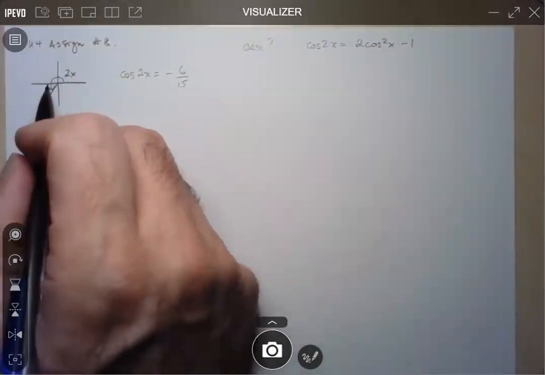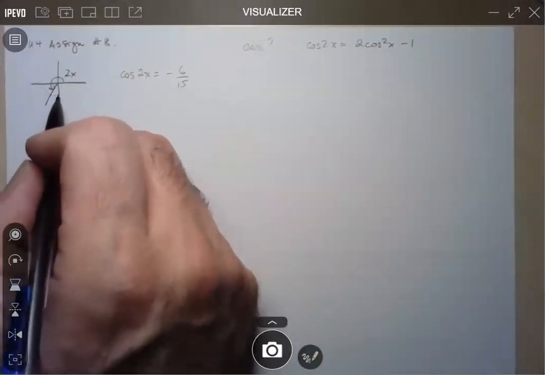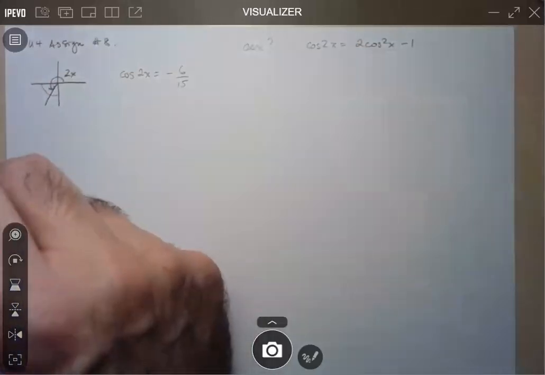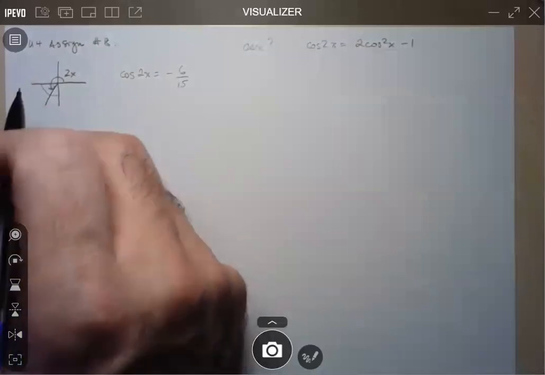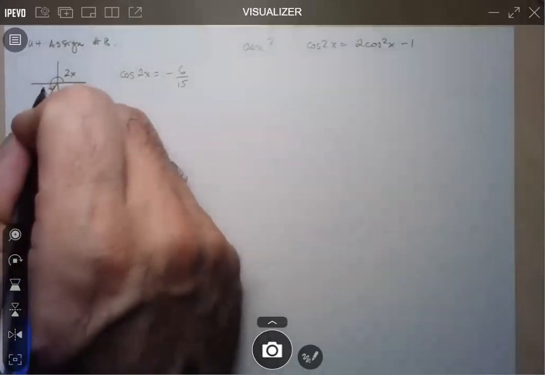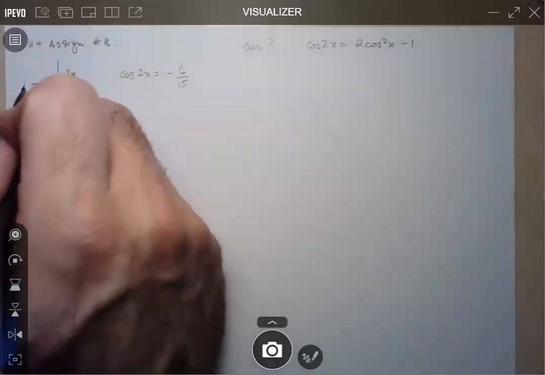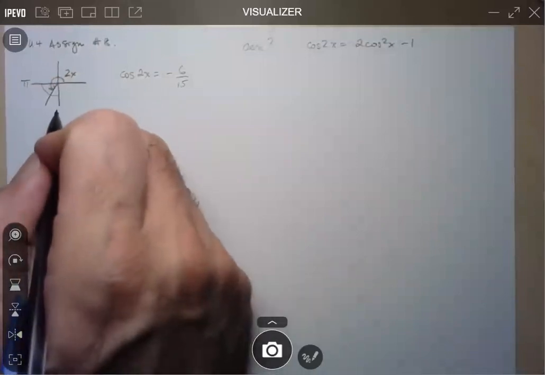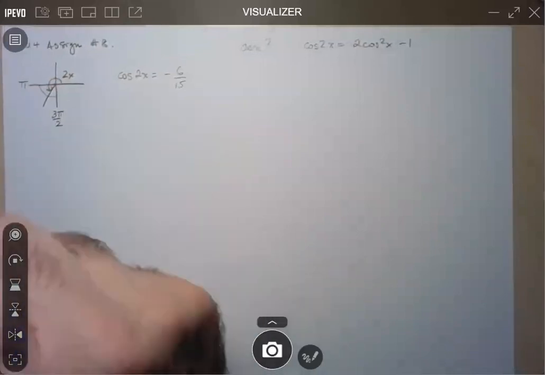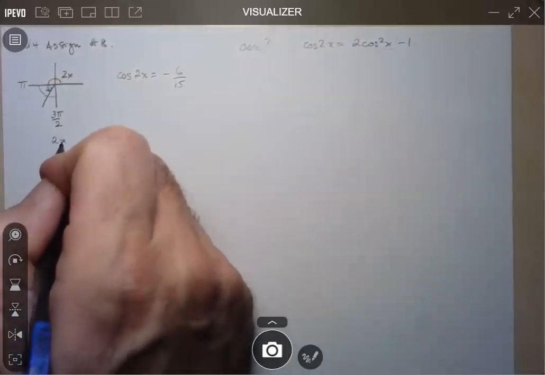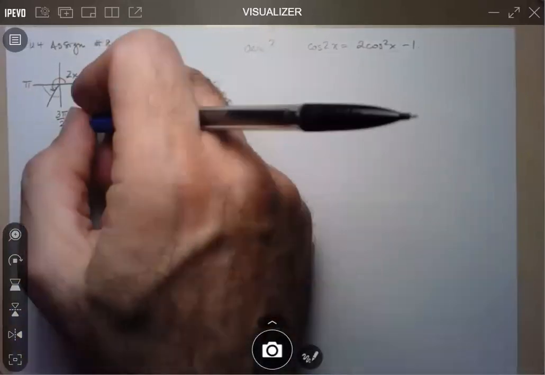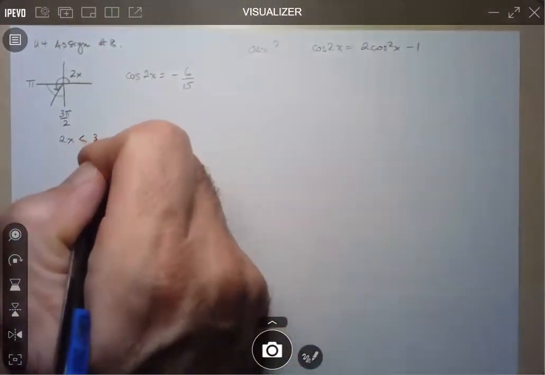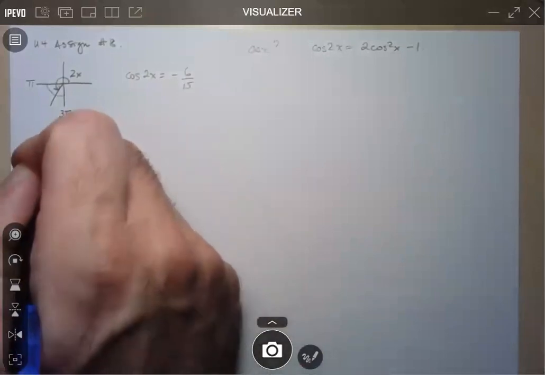So what we know is that 2x lies somewhere in quadrant 3. And the trick I'm going to use to figure out where x is in is I'm going to say, well, what's the minimum value that 2x can have? 2x has to be bigger than pi, and it has to be less than 3 pi over 2. Essentially, if it's in the quadrant, it should be strictly less than 3 pi over 2 and greater than pi.